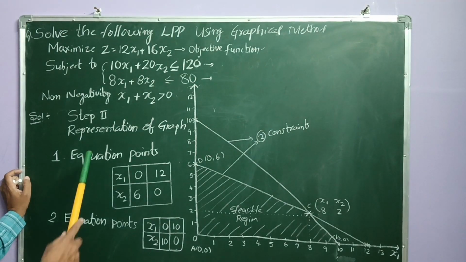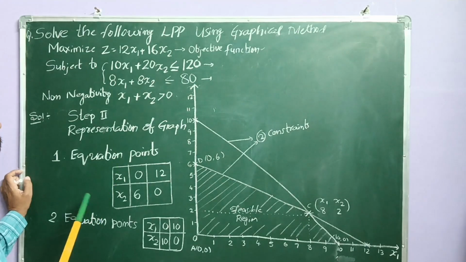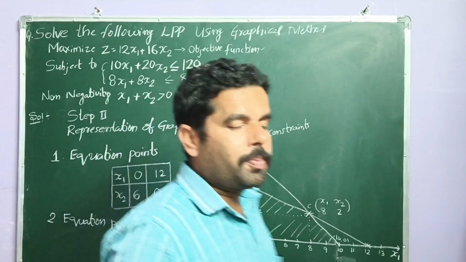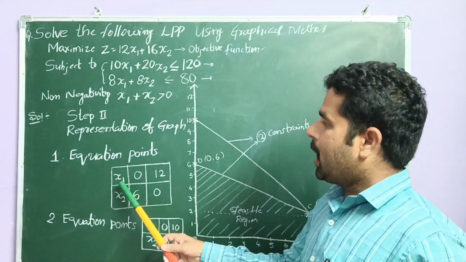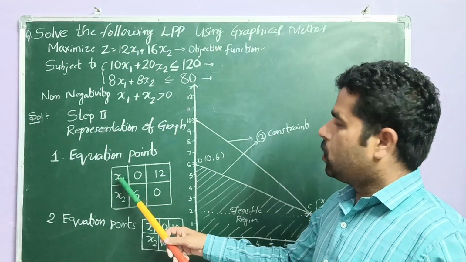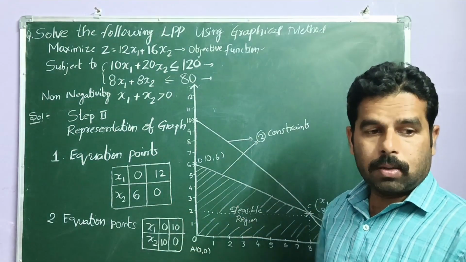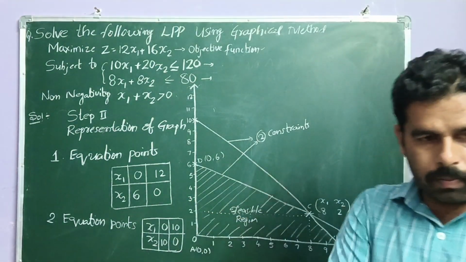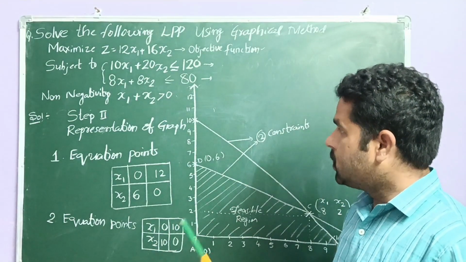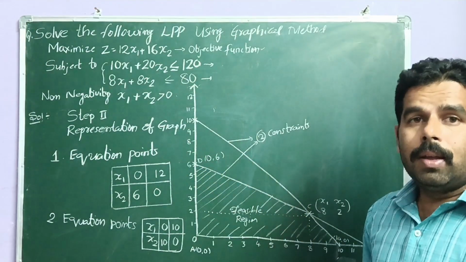Then step number 2 is the representation of the graph. We are dealing with the graphical method only. In the second step, we write in the box the equation 1 points: x1 is 0 and x2 is 6, and x1 is 12 and x2 is 0. Then equation 2 points: 0, 10 and 10, 0. After getting all these points, the second step is the representation of values on the graph paper.